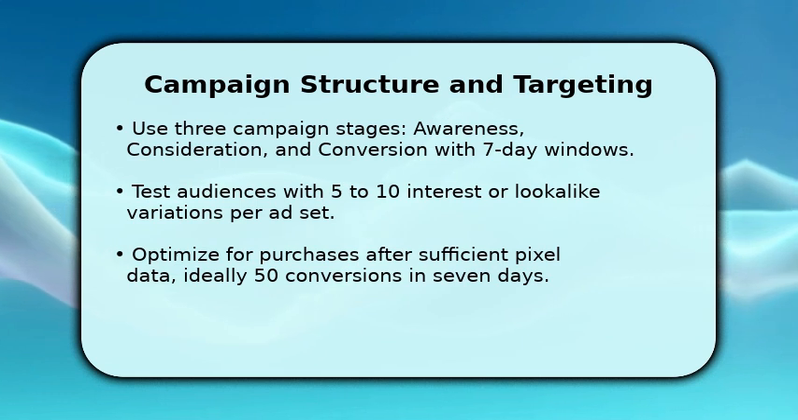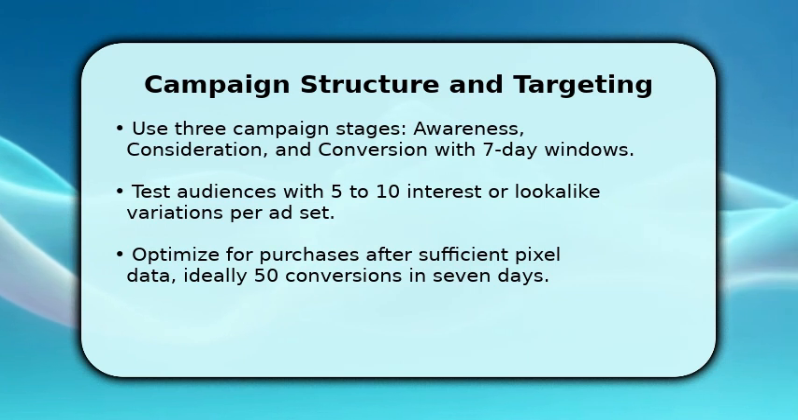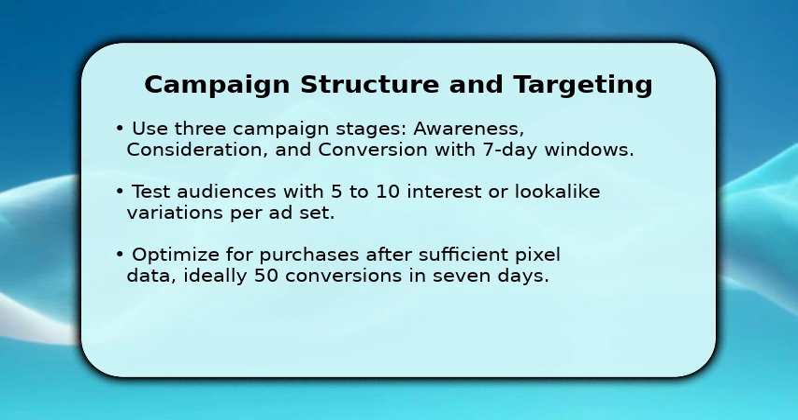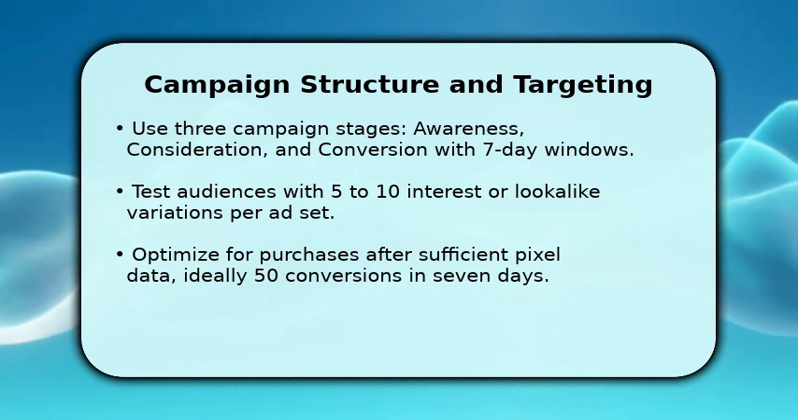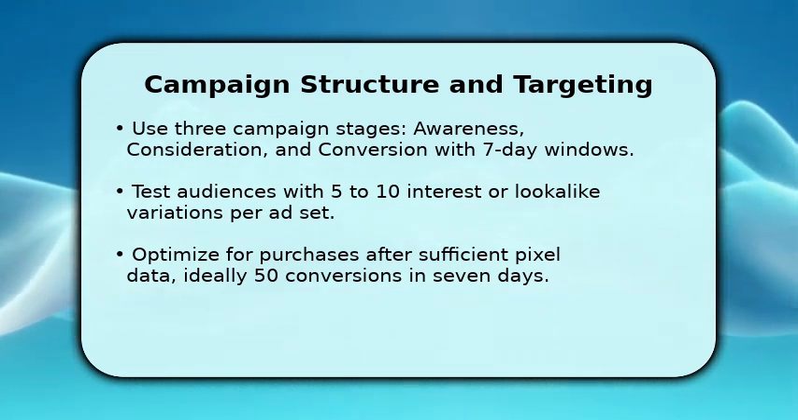In awareness, test broad interests and a few lookalike audiences to find signal. Create 5 to 10 audience variations across ad sets to compare performance efficiently. Move best performers to consideration and then conversion once they show consistent results. Aim to optimize for purchases only after you collect about 50 conversions in 7 days per ad set.